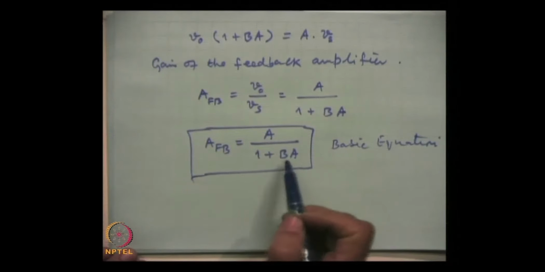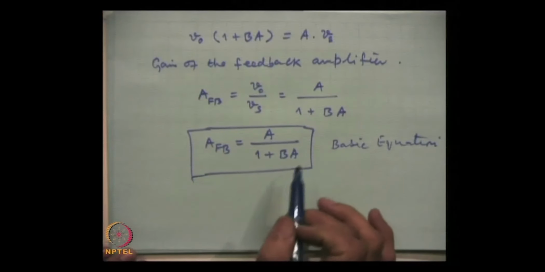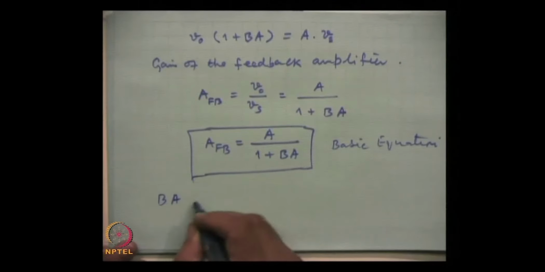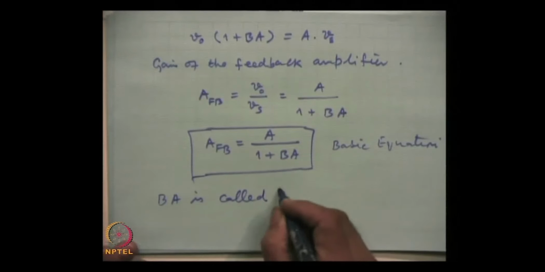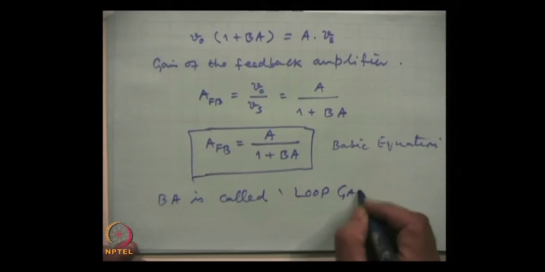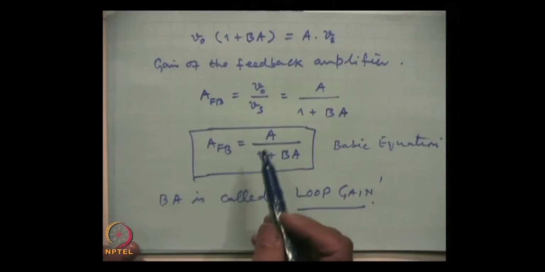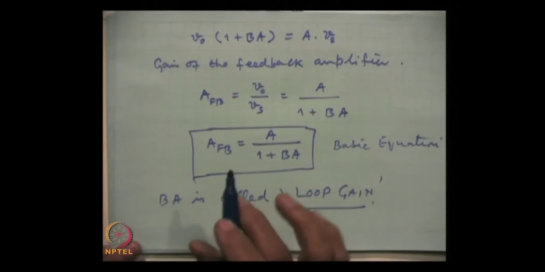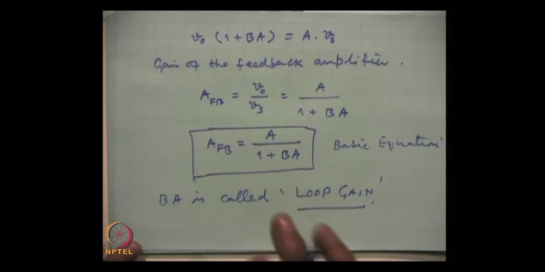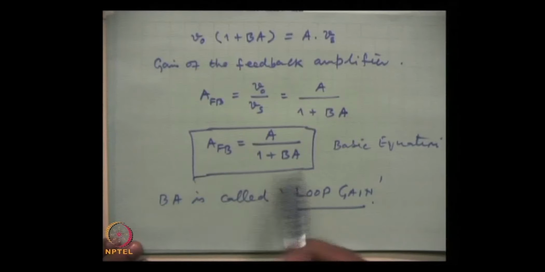This quantity BA, which will appear in all the relations, is called the loop gain. We have been saying that an amplifier with negative feedback is a closed loop amplifier, and without feedback it is open loop, and then the gain will be A. We will be using this expression where we will see how the quantities of interest get modified, how the gain stability is obtained, how the distortions can be reduced, all this we will be studying.